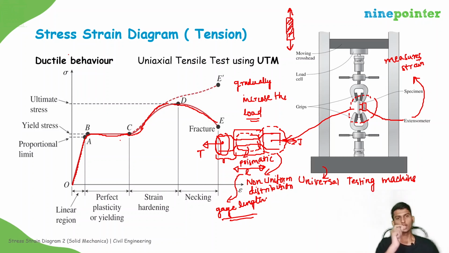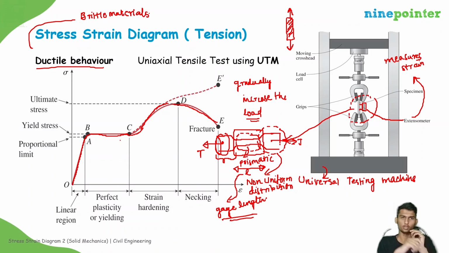There are two types of material. One is ductile materials, which show ductile behavior. Another is brittle materials, which show brittle behavior. What is the difference between these two, we will understand later. First we understand that using the universal testing machine, the rod will be subjected to a tensile load, and we will increase the tensile load gradually.